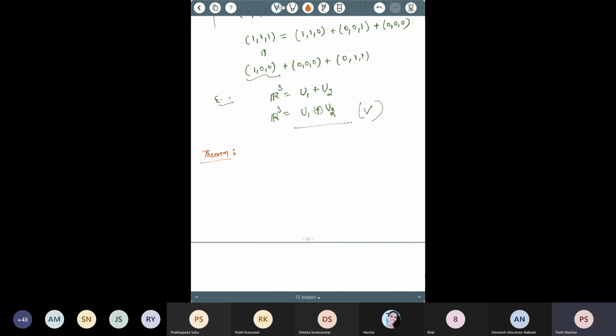So suppose that we have a vector space V over the field F, and suppose we have subspaces U1, U2, and so on up to Um. Okay, so these are subspaces. Then V is the direct sum of U1, U2, and so on up to Um if and only if these two conditions are satisfied.